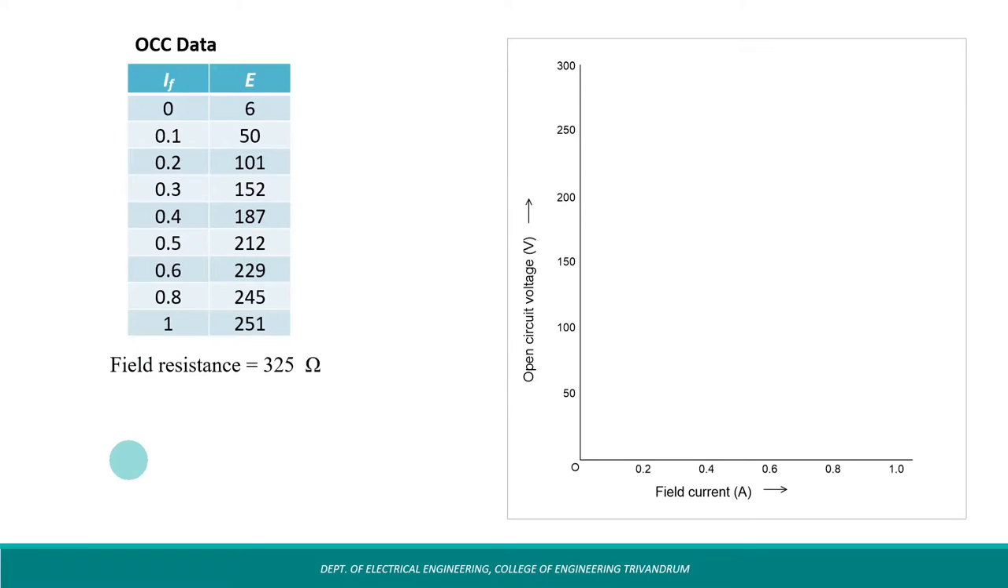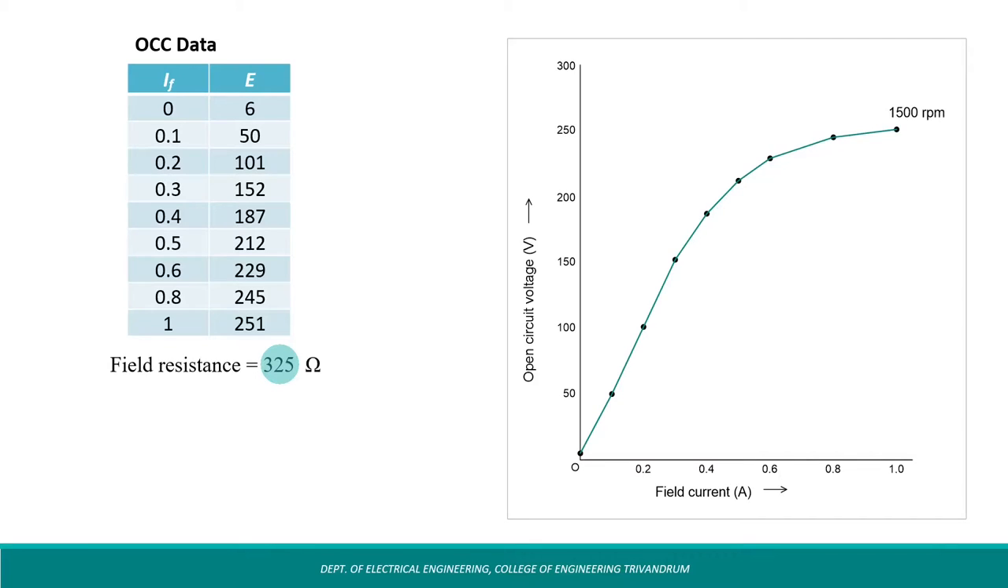The first step is to plot the OCC from the given data. First, the data points are marked in the graph, and a smooth curve is drawn connecting all the points to form the open circuit characteristics curve. The next thing is to draw the field resistance line. The field resistance is given as 325 ohms and it can be represented as a straight line in the graph.